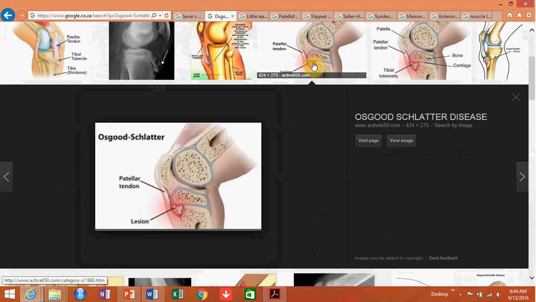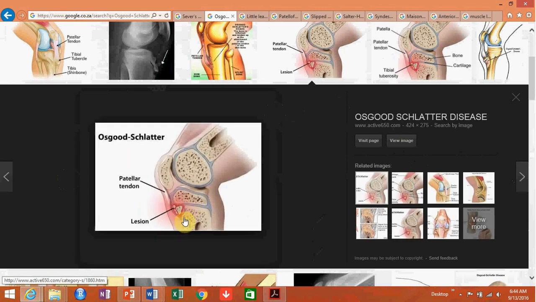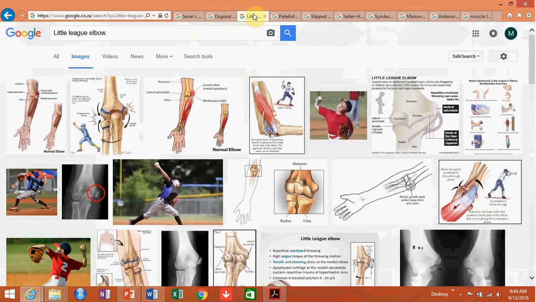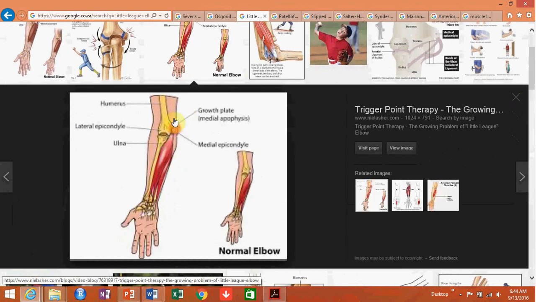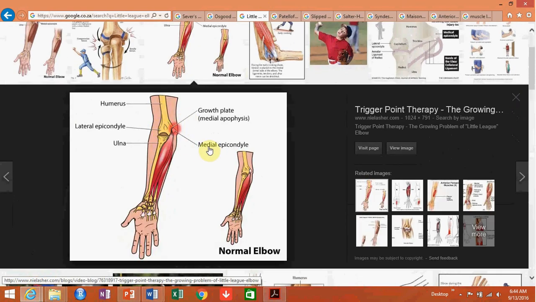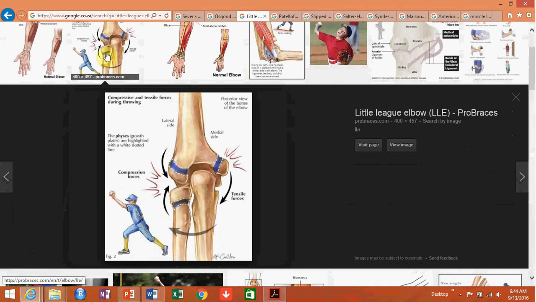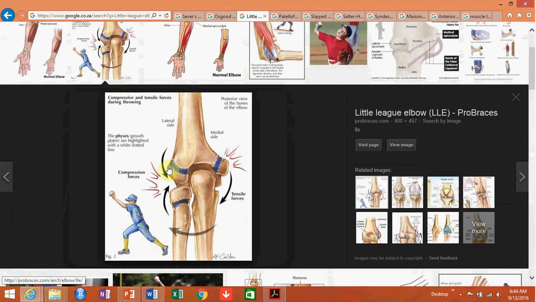So maybe here's an example. There the bone is not ossified yet, so it's easy for that to actually pull off. Very painful condition. The same goes for little league elbow and on your epicondyles, and this can cause the bone, which is not yet ossified, to actually pull off. Let's have a look here. There's examples. Ossification sites. There's the muscle that would be attached, and it would actually pull that bone off, causing it to be very painful.